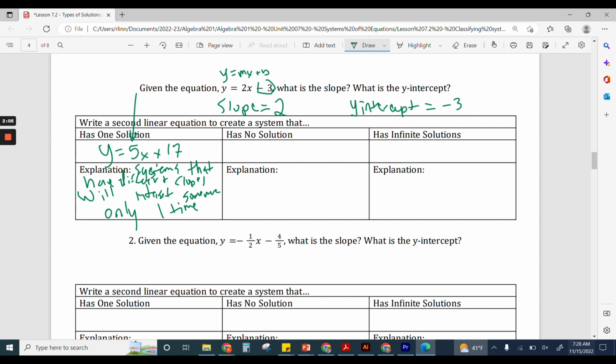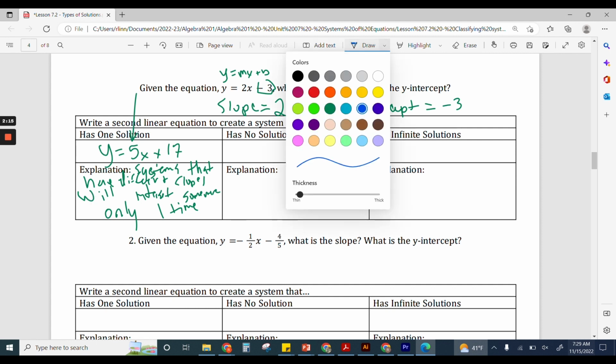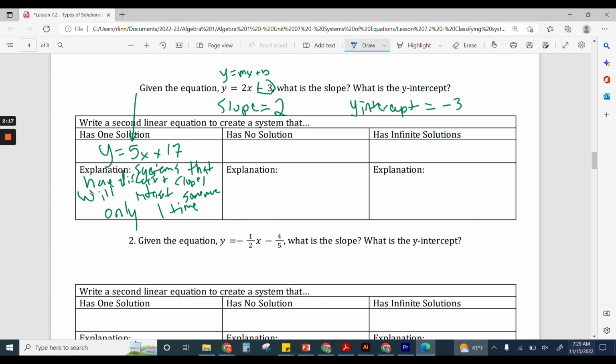Now the next thing I need to do is create one that has no solution. And I remember from the problems that we just did that no solution means I'm going to keep the same slope and have a different y-intercept. So I just need to have y equals 2x because it has to have the same slope, and then I can pick any y-intercept as long as it's not -3. So I could say y equals 2x plus 11.